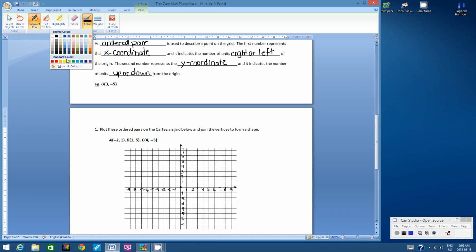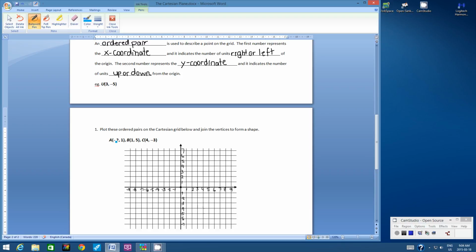Okay, so I'm just going to change color so that it kind of stands out a little bit more. All right, so let's look at the first point. Point A, -2, 1. Now remember, this is an ordered pair. The first number represents the x value. So what we're going to do is travel left and right on the x-axis. So -2 means we go to -2. We'll go in the left direction 2 spots.